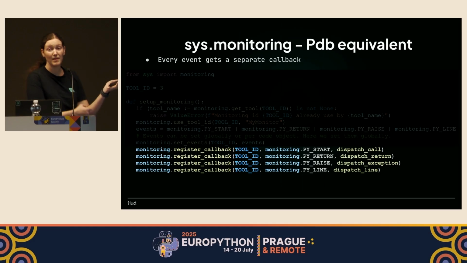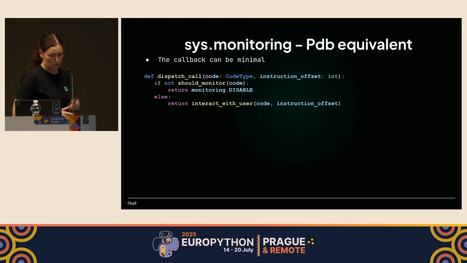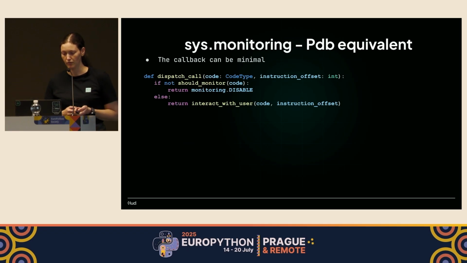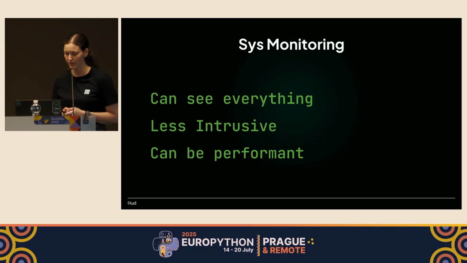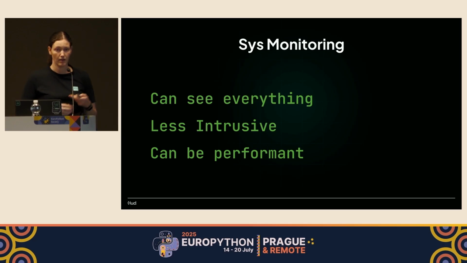And that's basically it. We have sys monitoring in place. Once this happened, the dispatch could be minimal, or it could do whatever it is that you want to. And we have the ability to see everything. We can see everything, but we don't have to. It's way less intrusive, and it can be performant, which is what you would want from a monitoring system to do.